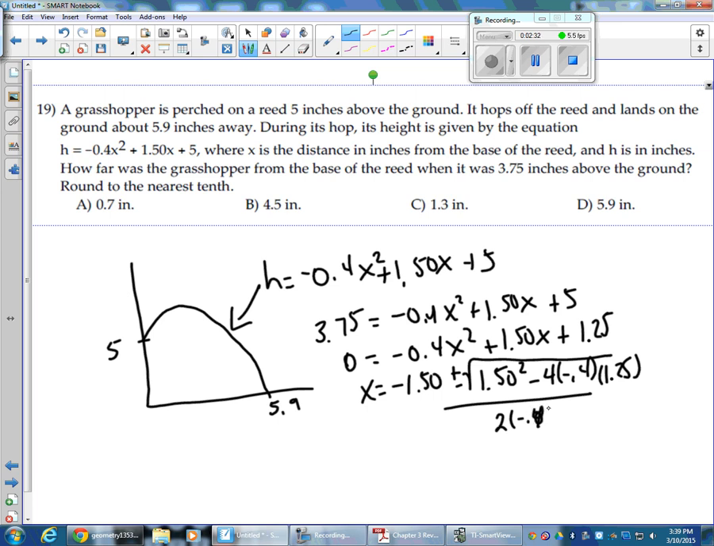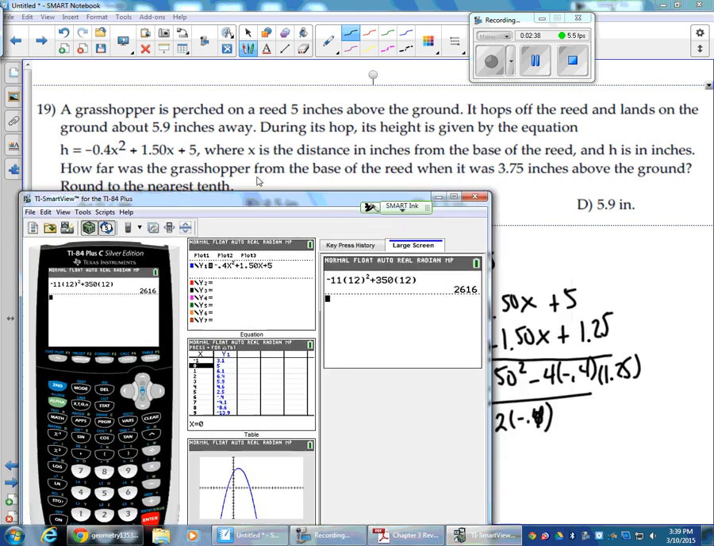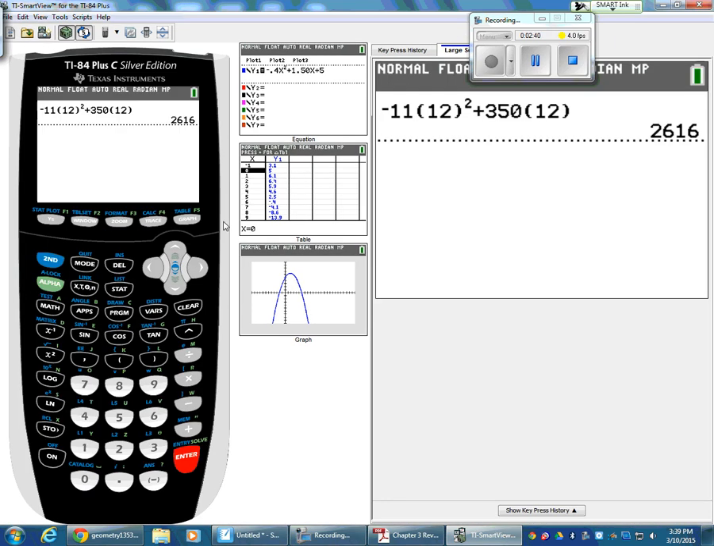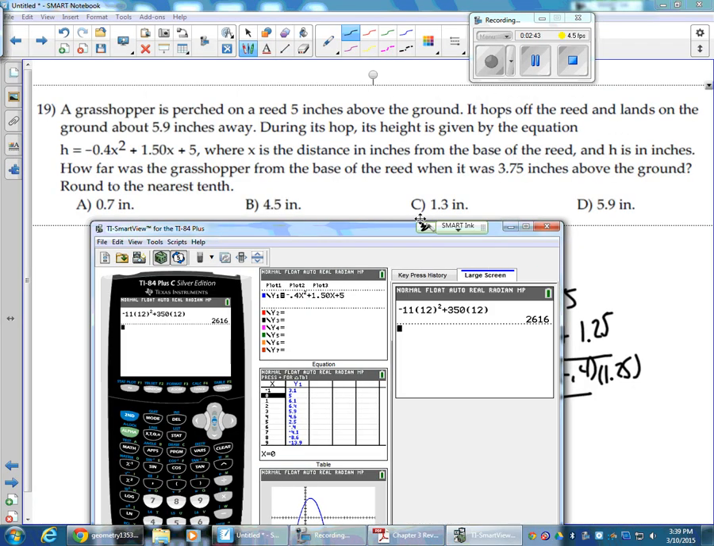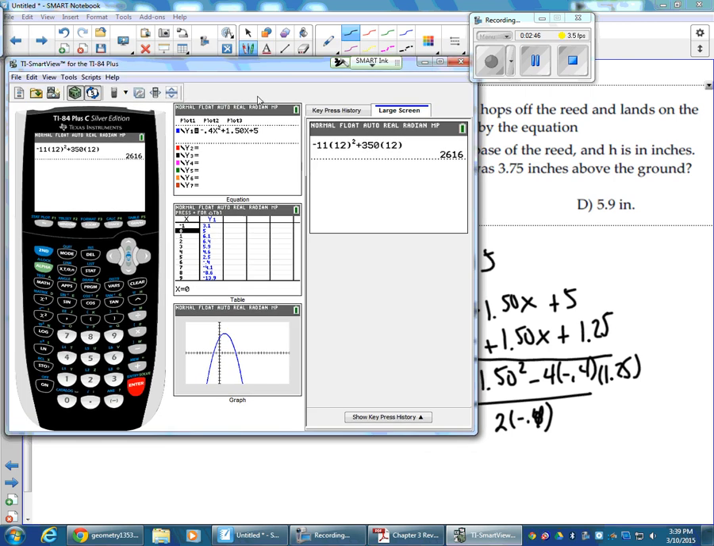Negative 0.4. Okay, so I'm going to try this on the calculator. Let me move this around so I can see what I'm typing. There we go. Okay, negative 1.5. I'll first do plus the square root of b squared minus 4ac, and get an answer, and I'm going to divide by 2 times negative 0.4.